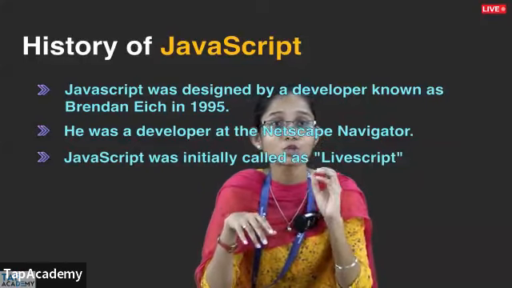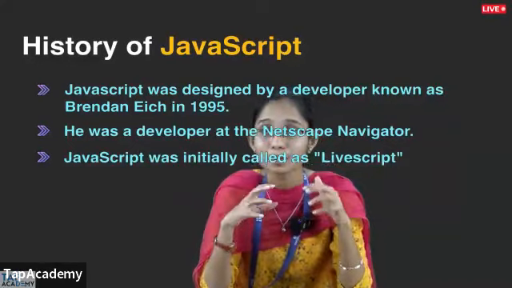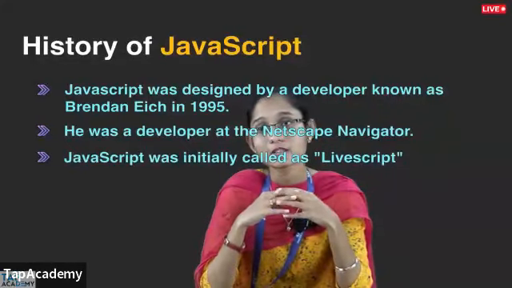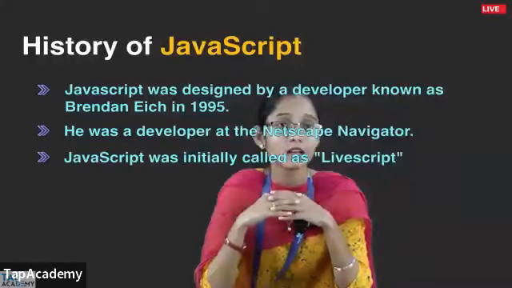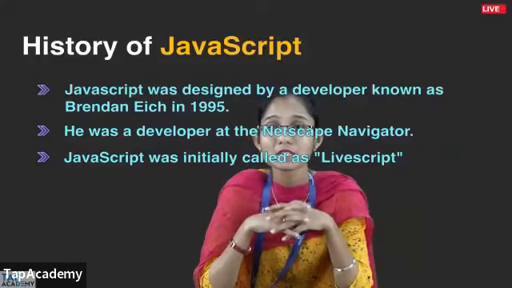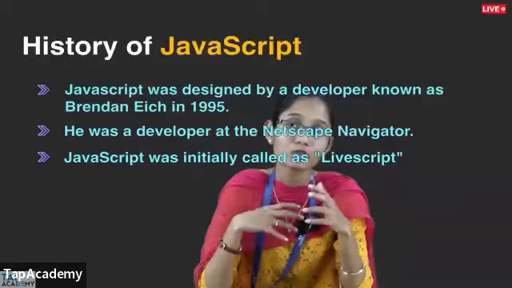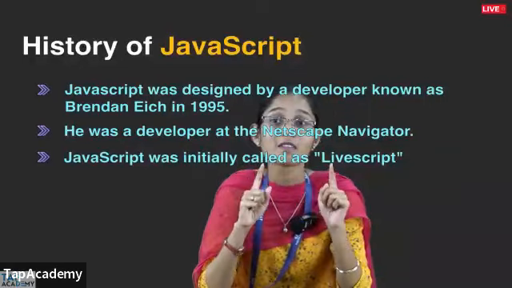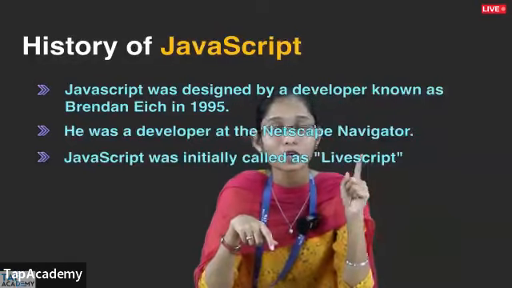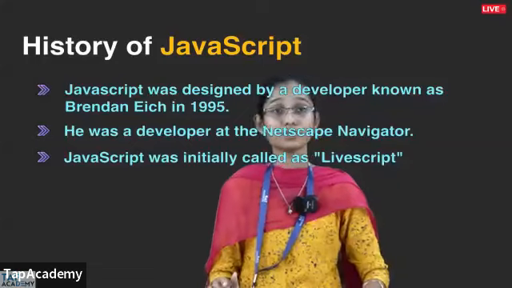Brendan Eich was a developer at Netscape Navigator, and he is the person who designed and implemented JavaScript. Initially, JavaScript was actually called LiveScript. Later they changed it to JavaScript. The name was given as LiveScript, but it was changed to JavaScript.